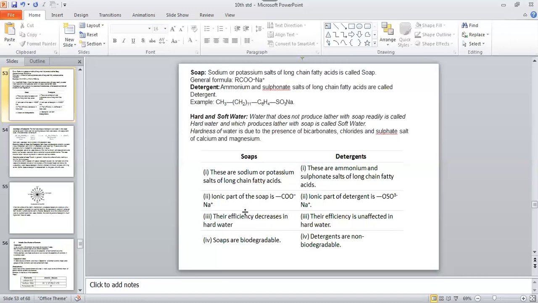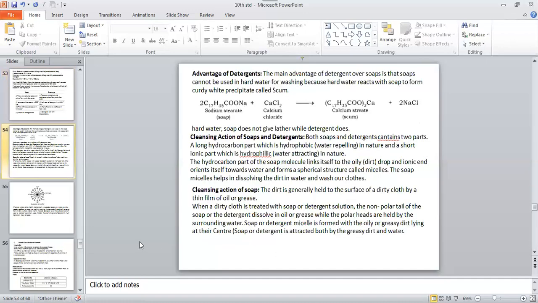Next point of difference between soap and detergent is the efficiency. Soap efficiency decreases in hard water, and here detergent efficiency is unaffected in hard water. Soaps are biodegradable and detergents are non-biodegradable. So that is the points of difference between soaps and detergents. Now, advantages of detergents. Main advantage of detergent over the soap is soaps cannot be used in hard water because hard water reacts with soap and forms a curdy white precipitate, and that is called as a scum.